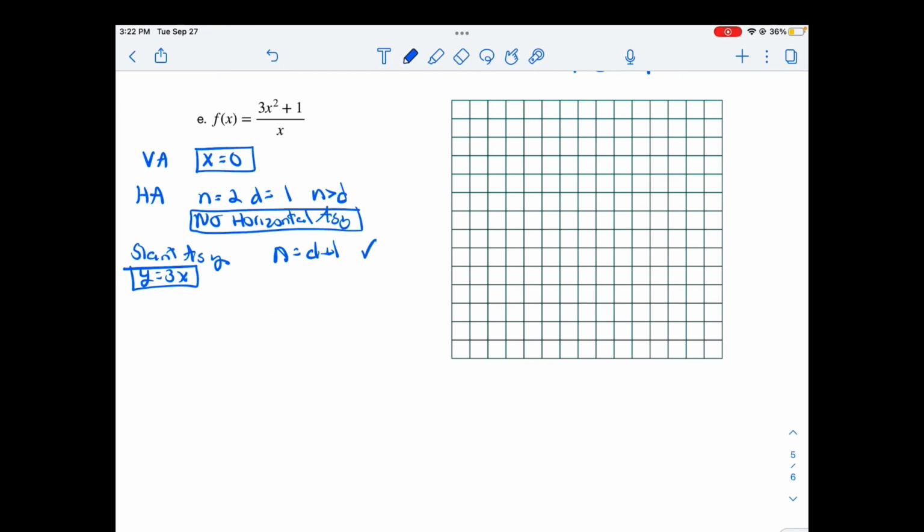Our next step is to find our y-intercepts. Remember to find your y-intercepts by replacing every x with 0 in your simplified polynomial. Ooh, 1 over 0. You cannot divide by 0, so that means there is no y-intercept for this problem.